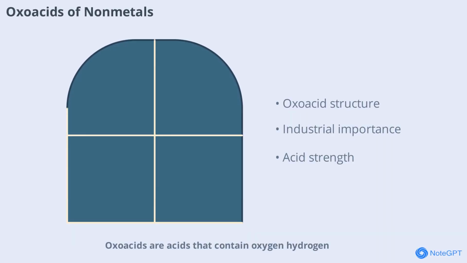Oxoacids are acids that contain oxygen, hydrogen, and another element, usually a nonmetal. Examples include sulfuric acid and nitric acid. These acids are important in industry and laboratory chemistry. Understanding their structure, strength, and reactions is essential for mastering inorganic acid-base chemistry.